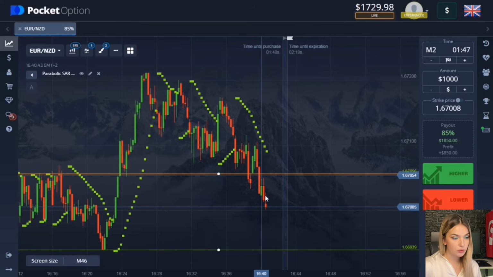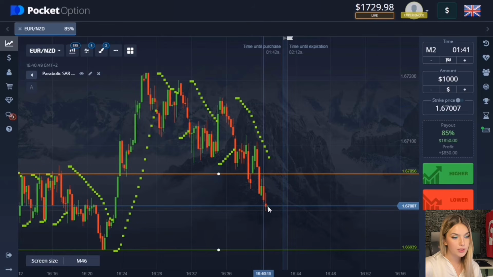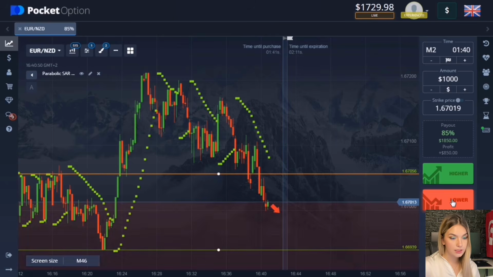We also pay attention to our indicator. It also tells us that the downside movement is expected in the near future. Also, the points of this indicator begin to appear at a greater distance from each other.